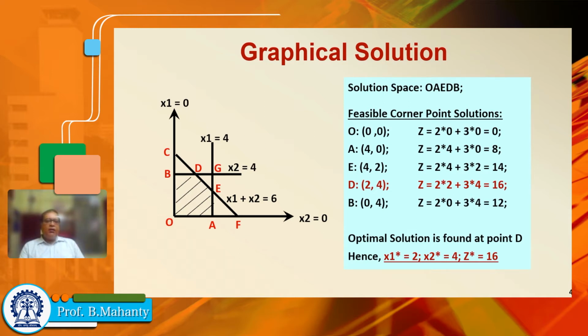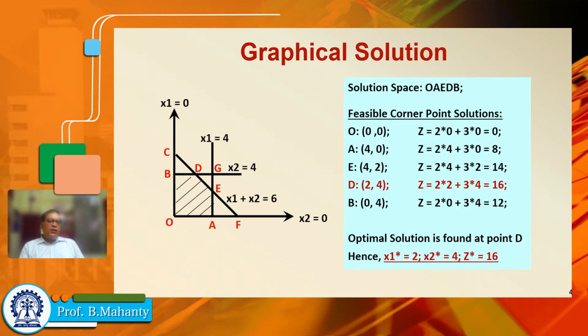So what happened along this line? We can say x4 equal to 0. Along this line, x3 equal to 0. Along this line, x5 equal to 0. Along this line, x1 equal to 0, which is the x2 axis, and along this line, which is the x1 axis, x2 equal to 0. So basically, if you see, at every corner point, two variables are zeros.